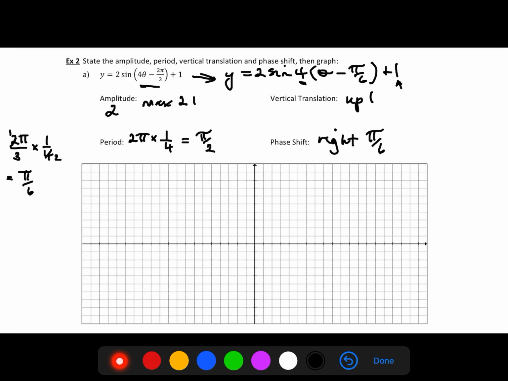So, thinking about how we want to scale this. Our max and our min, we can think about with our amplitude. Normally max would be 2, but we're moving it up 1, which means we're having a max of 3. Minimum is -2, but we're moving up 1, which means -1. So on our y-axis, we need to go to 3.